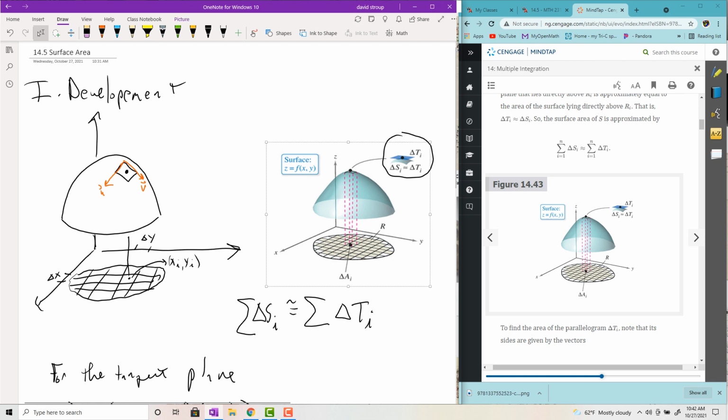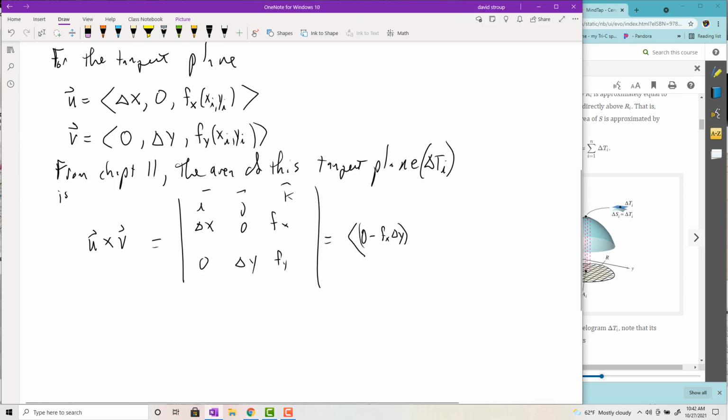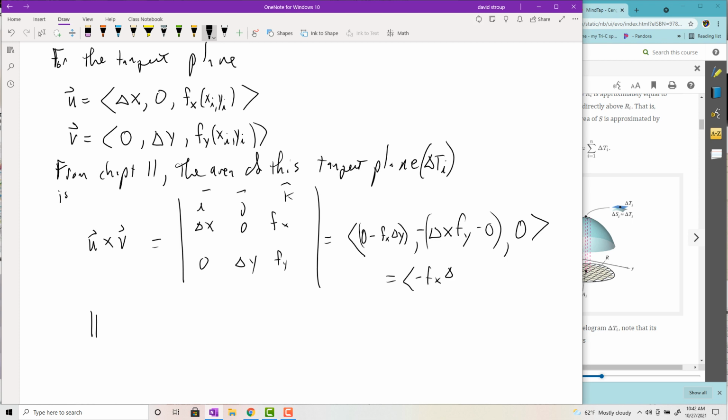I need to stretch out my room because I'm running out of room here. There we go. That was a big issue. So it's that, and then cover up the second column. You'll get change in x times f_y, and this of course is minus, negative, all of this minus 0, and then comma, cover up the last, and that would just be 0, right? So the magnitude then, simplifying this: negative f_x delta y, comma, f_y delta x, comma 0.